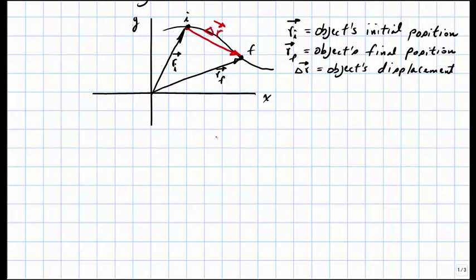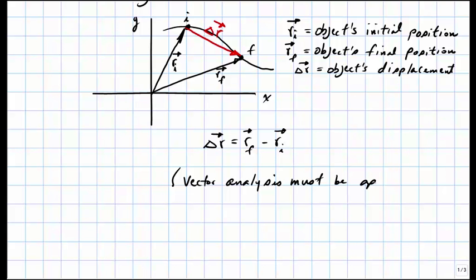It turns out that the object's displacement, delta r, can be derived by subtracting the initial position from the final position. So delta r just equals r f minus r i, and in order to calculate delta r, we have to use vector analysis techniques. So we'll make a note of that.